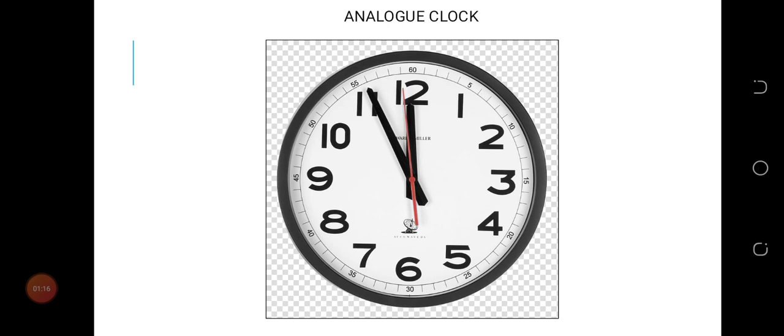So this is how an analog clock looks like. You can see the numbers in it. 1 is 5, 2 is 10, 3 is 15, 4 is 20, 5 is 25, 6 is 30, 7 is 35, 8 is 40, 9 is 45, 10 is 50, 11 is 55, and 12 is 60. Which means 60 minutes make 1 hour, and 60 seconds make 1 minute.